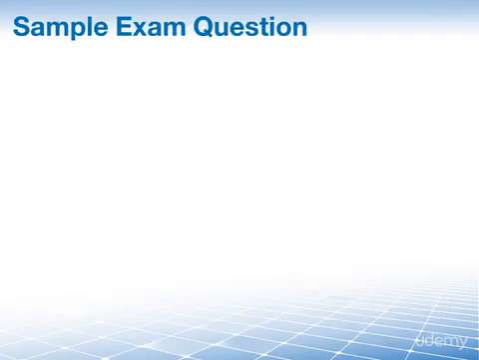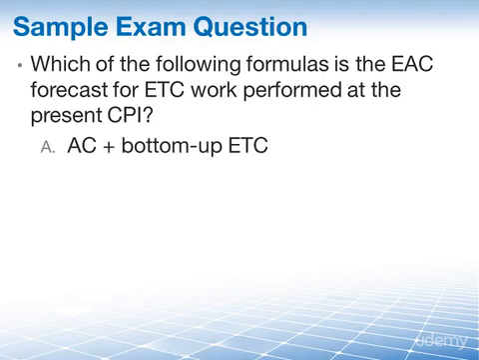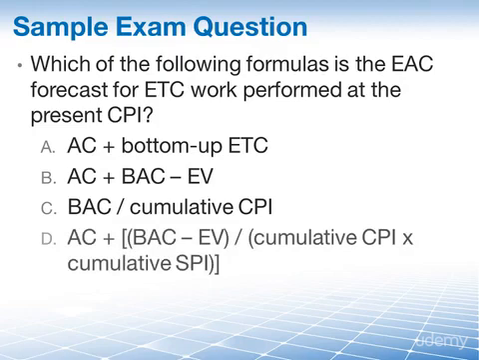Now let's test what you have learned and try out this question that you might find on an exam simulator. Which of the following formulas is the EAC forecast for the ETC work performed at the present CPI? Is it A, AC plus bottom-up estimate to complete? Is it B, actual cost plus budget at completion minus earned value? Is it C, budget at completion divided by the cumulative CPI? Or is it D, this rather crazy formula here?